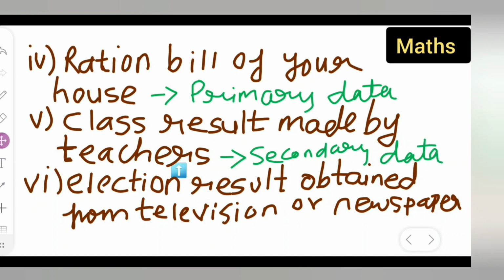Next one is what? Election result obtained from television or newspaper. Now this one is what? Is it primary or secondary? Again this is secondary data. So write down secondary data.